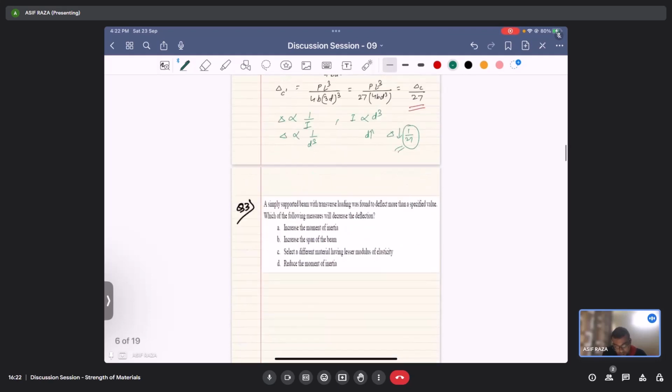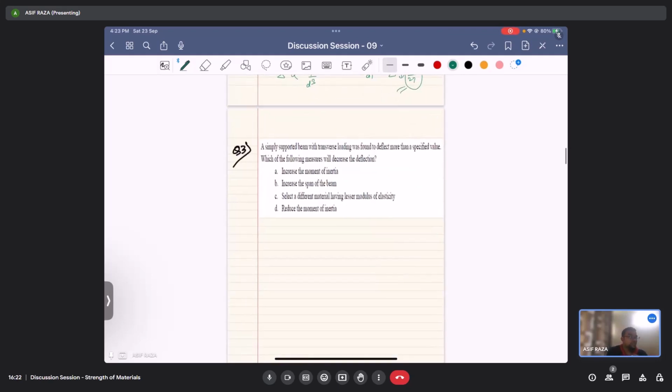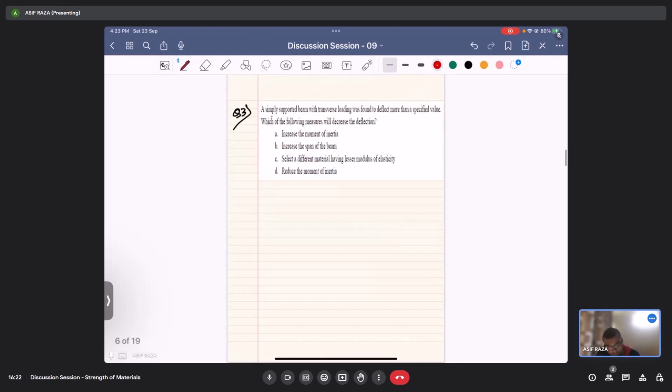Okay. Moving on to the next question. The question is, a simply supported beam with transverse loading was found to deflect more than a specified value. Which of the following measures will decrease the deflection? The kind of loading just says transverse loading.